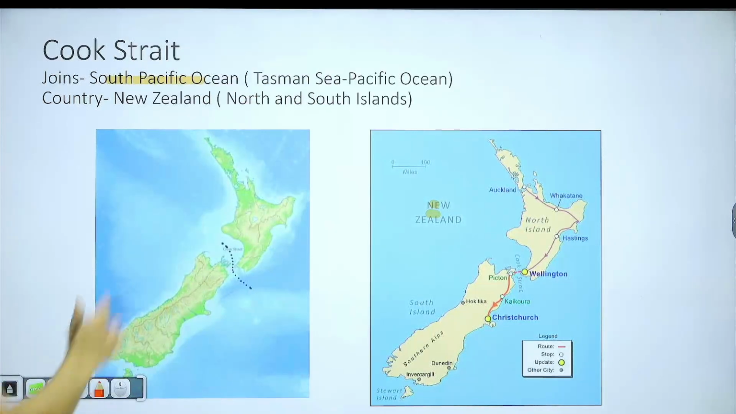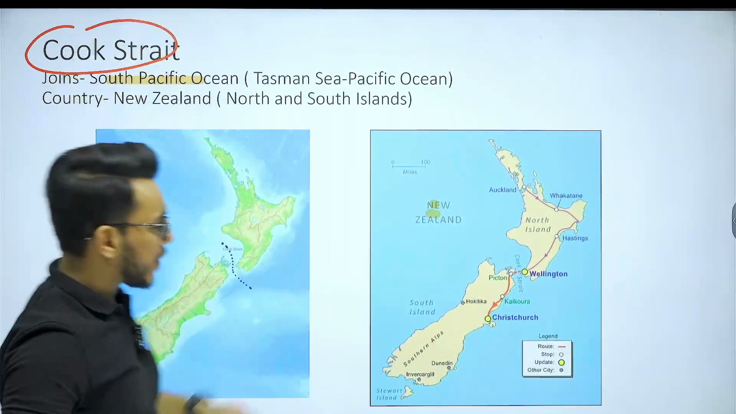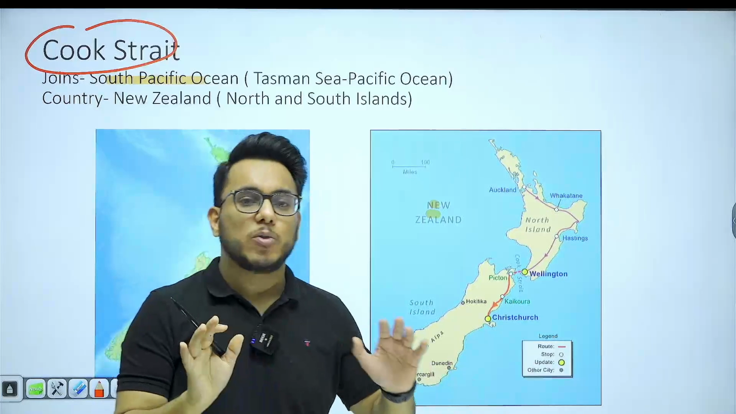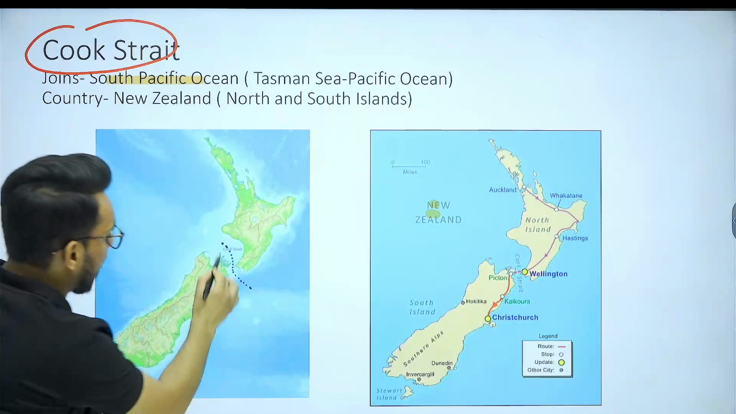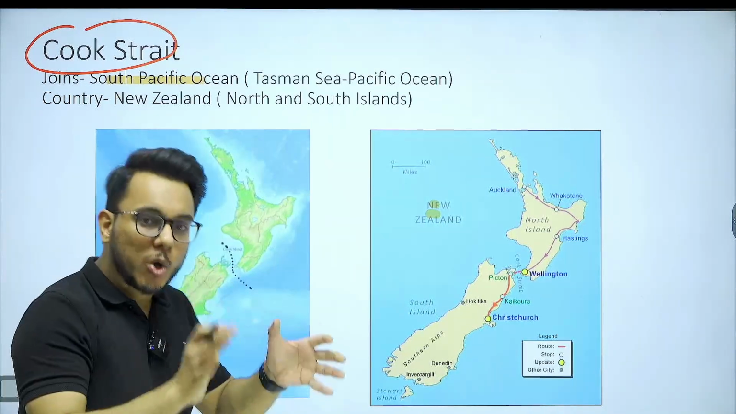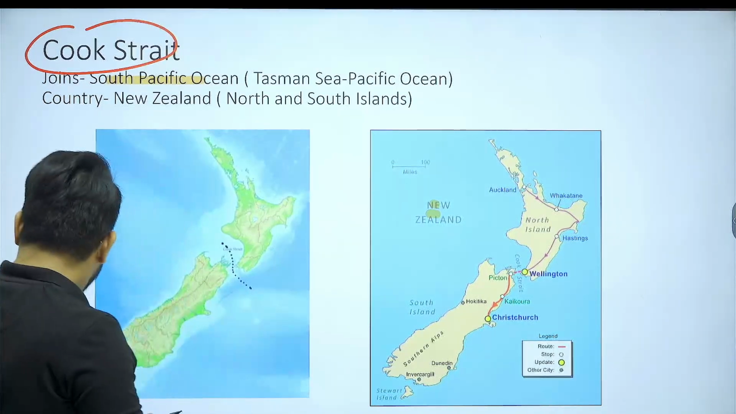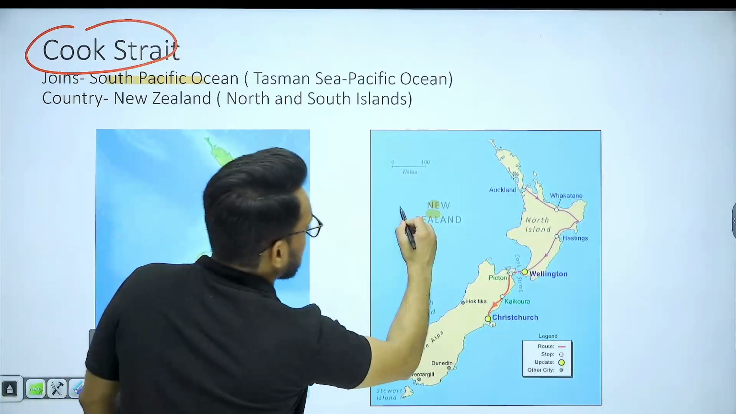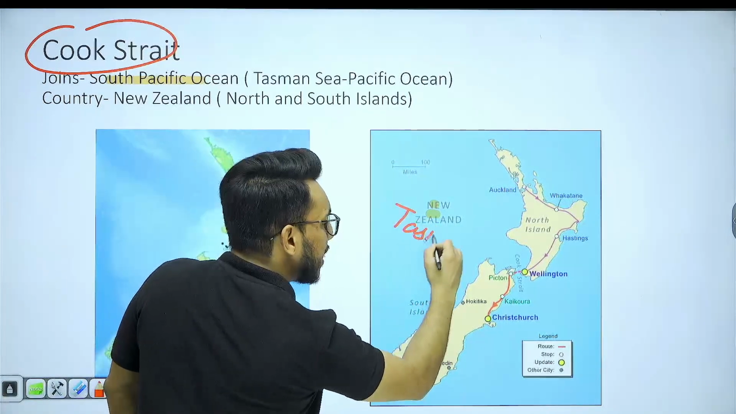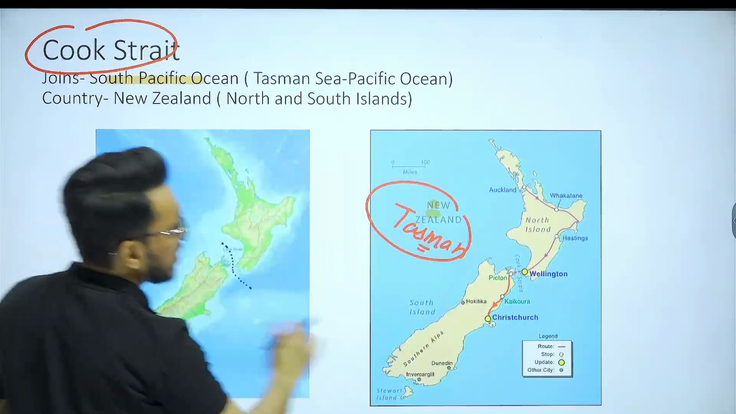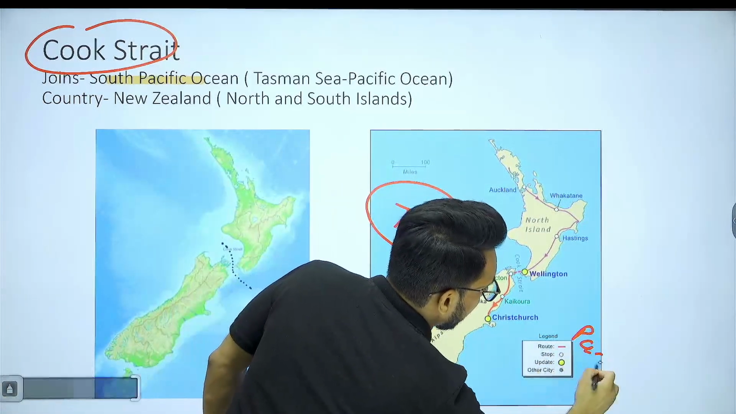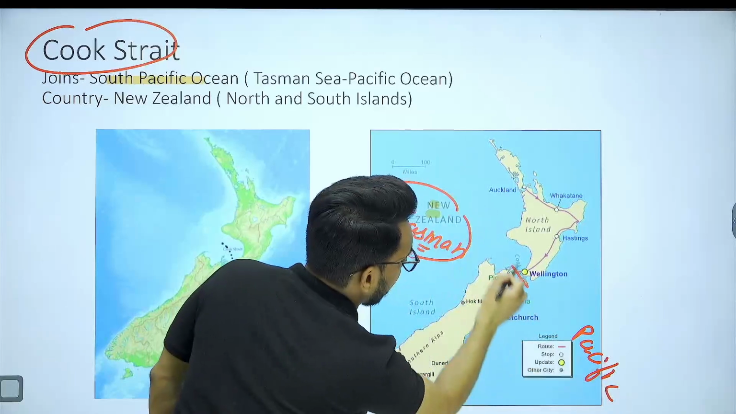Then next we have Cook Strait. So basically guys, Cook Strait is around New Zealand. Here we have the Cook Strait. So Cook Strait connects the Tasman Sea, which in the north we have, with the Pacific. So here we have this Cook Strait.